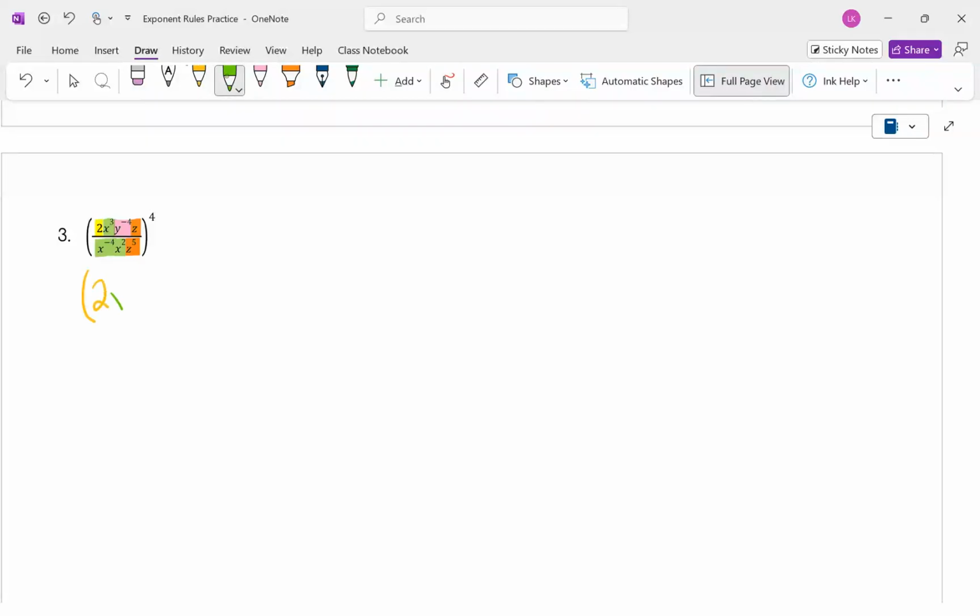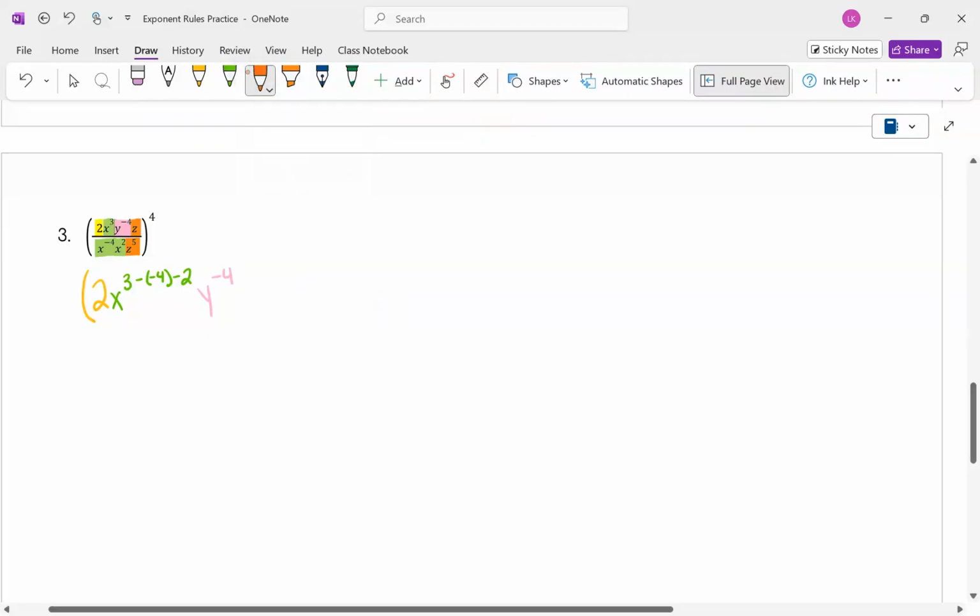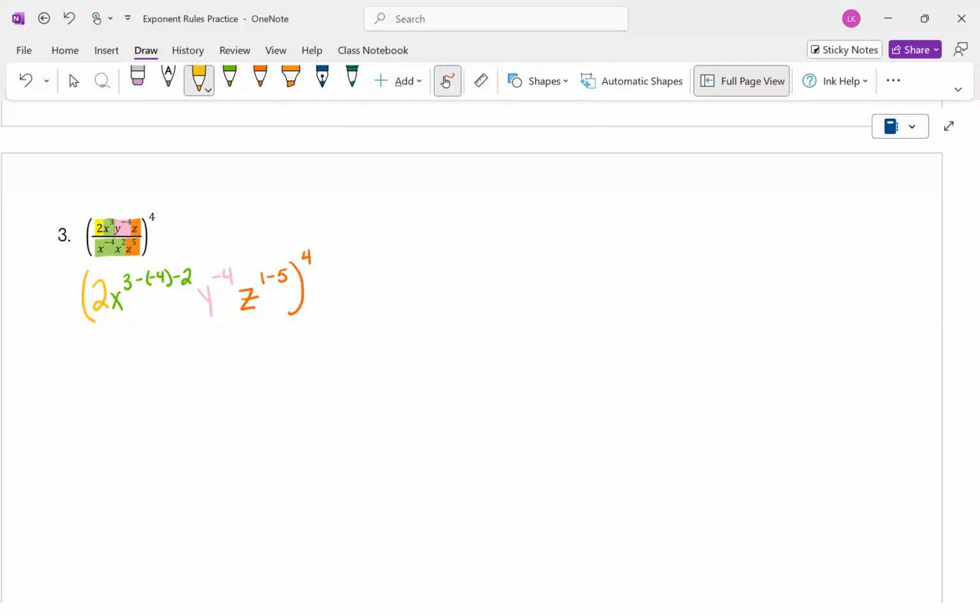You're going to have x to the 3 minus negative 4 minus 2, y to the negative 4. And then z, there's an invisible exponent there of 1 minus 5. Then that whole thing is being raised to the fourth power. Nothing happens to the 2. X to the 3 minus negative 4. Remember that when I have a negative and a negative, that becomes plus. So 3 plus 4 is 7, minus 2 is 5.